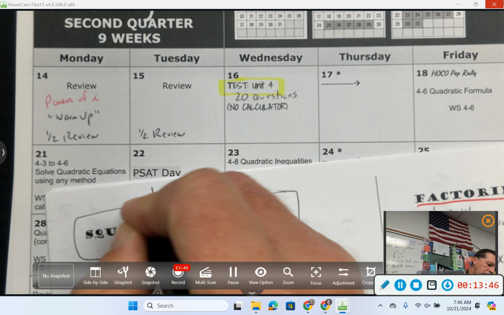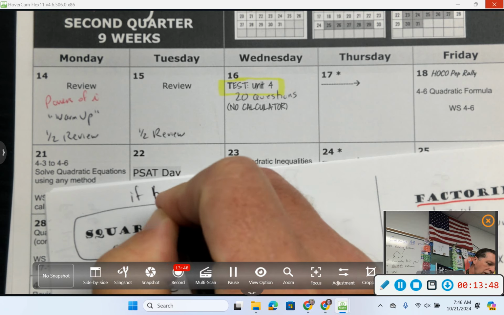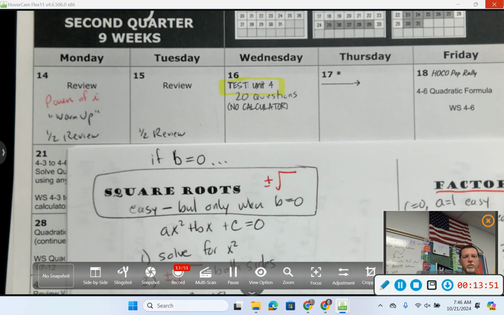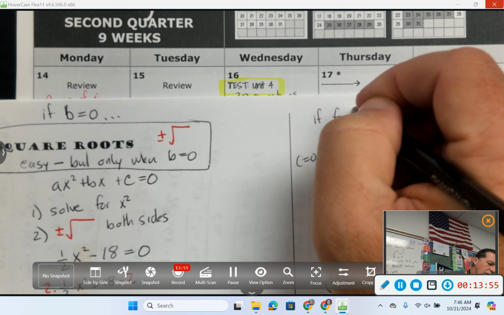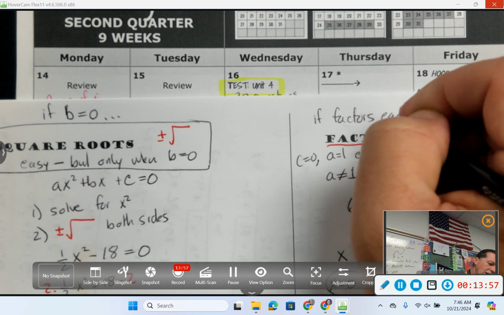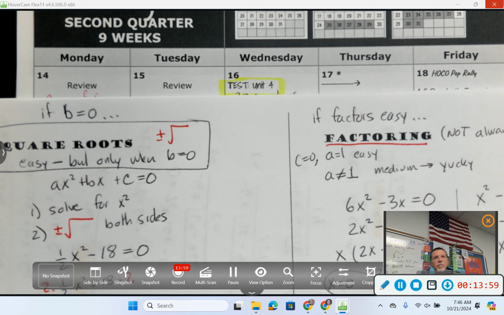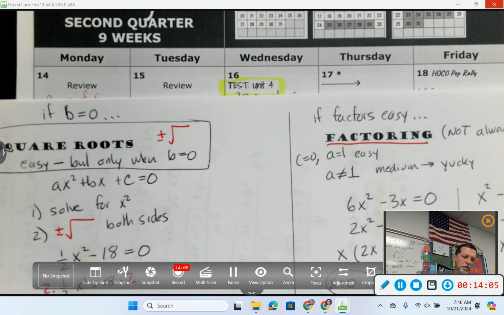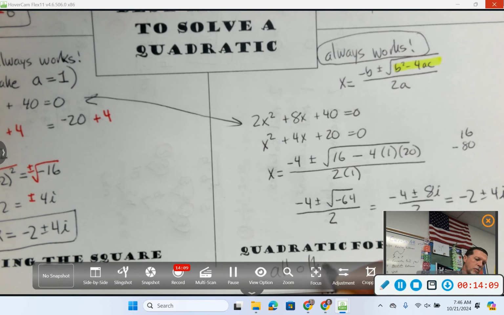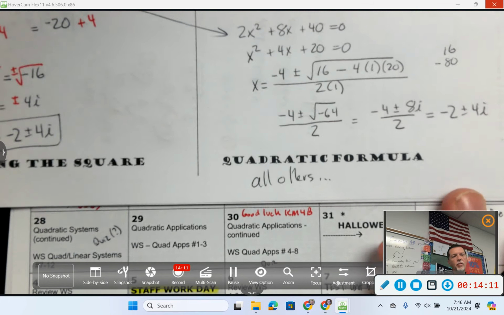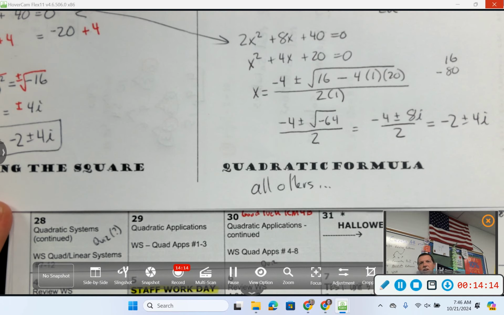So here's my summary of this page. If b equals 0, square roots. If factoring is easy, then factoring. Right? Because if factoring is hard and you can't figure out the factors, then go to the quadratic formula. All others, quadratic formula. Which, yes, means completing the square gets left out in the cold.